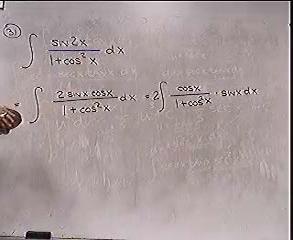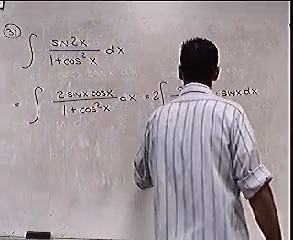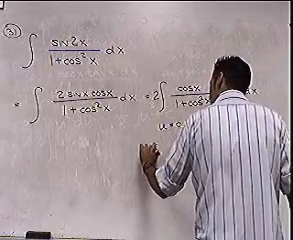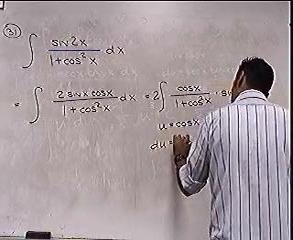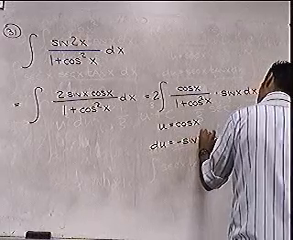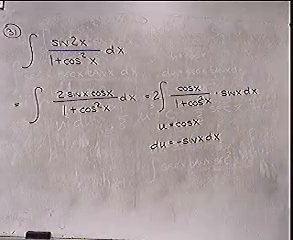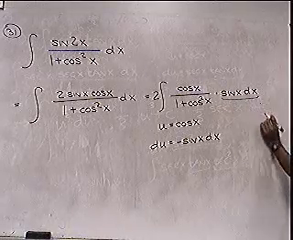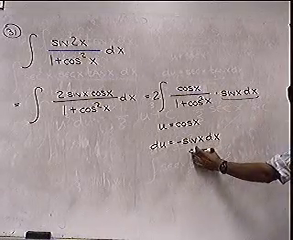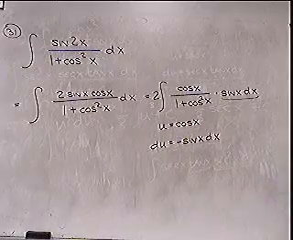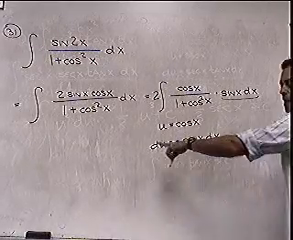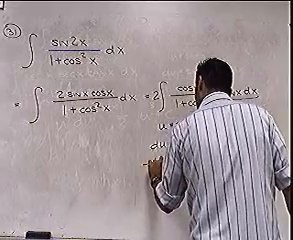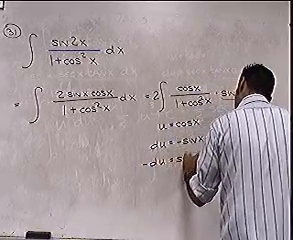Cosine x. So u equals cosine x. The derivative of that is negative sine x dx. And so I have what here? Sine x dx, but here's negative, so how can I fix that? Multiply negative 1 on both sides. So negative du equals sine x dx.